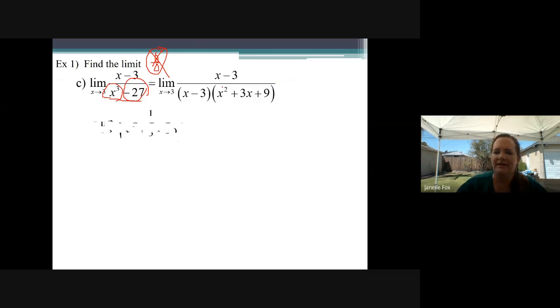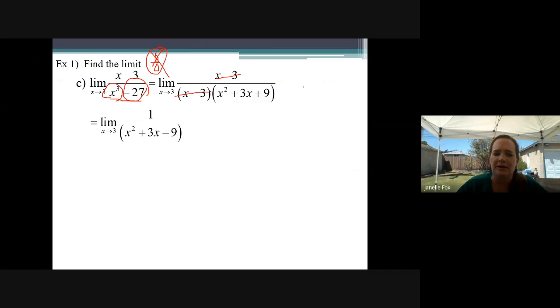And wouldn't you know it, the x minus 3's totally canceled. Goodbye, x minus 3's. Nice knowing you. We simply get 1 over x squared plus 3x plus 9. And now I can go ahead and just plug in 3, and it's going to work because the problem has now been taken care of.